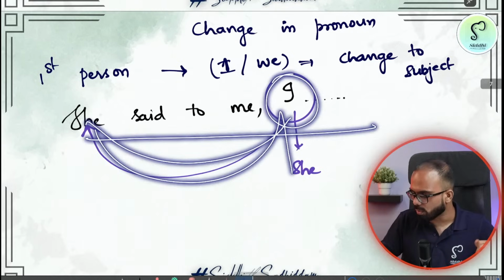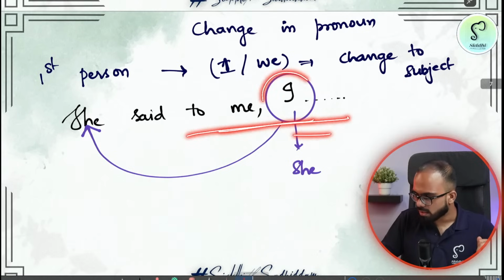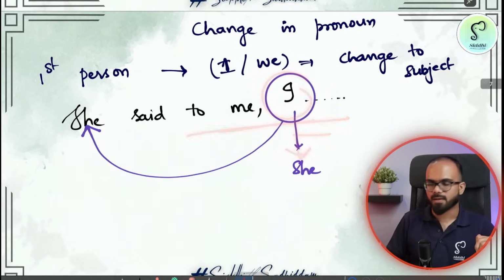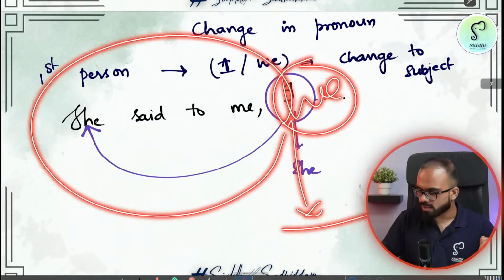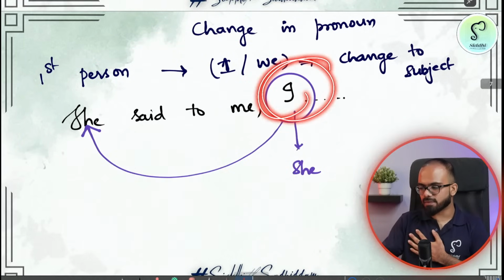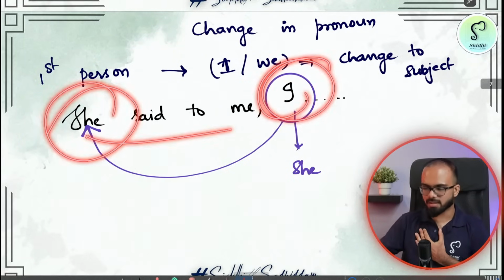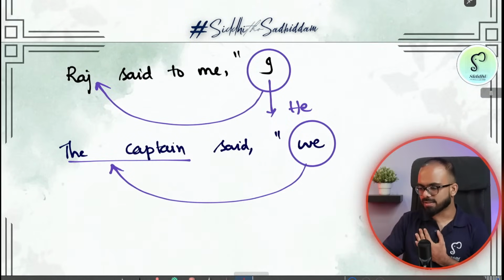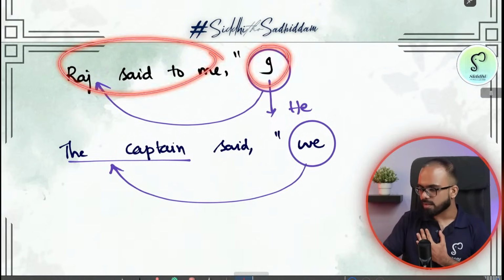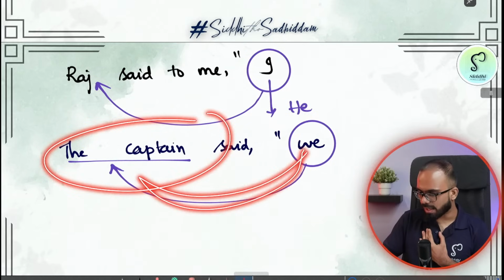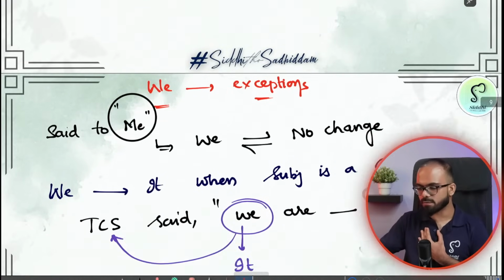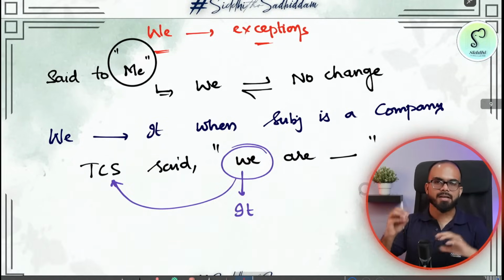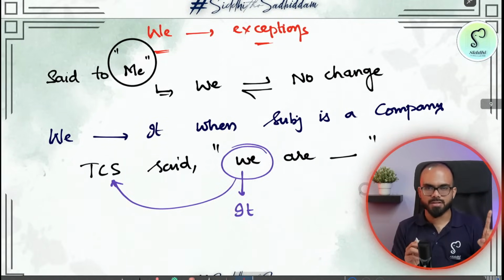So, she said to me, "I." The change would be, she said to me, "she." She said to me, "we." She said to me, "she." So if this is a first person, it is dependent upon the subject of the sentence. Raj said to me "I." Raj said to me "he." The captain said "we." The captain said, it becomes "we." Right? So if the pronoun is first person, then "I," you will change it based on the subject.